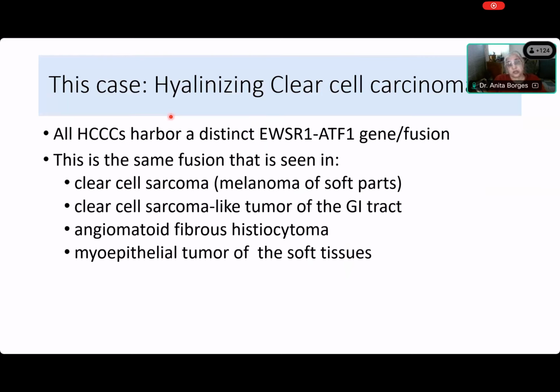Clear cell sarcoma-like tumor of the GI tract, angiomatoid fibrous histiocytoma, and myoepithelial tumors of the soft tissues also show it. So please, just looking at the translocation, unless you know what the tumor looks like, I'm not talking about salivary gland tumors in general, but any of these tumors, you should not make a diagnosis based only on the translocation, on the molecular pathology of these tumors.